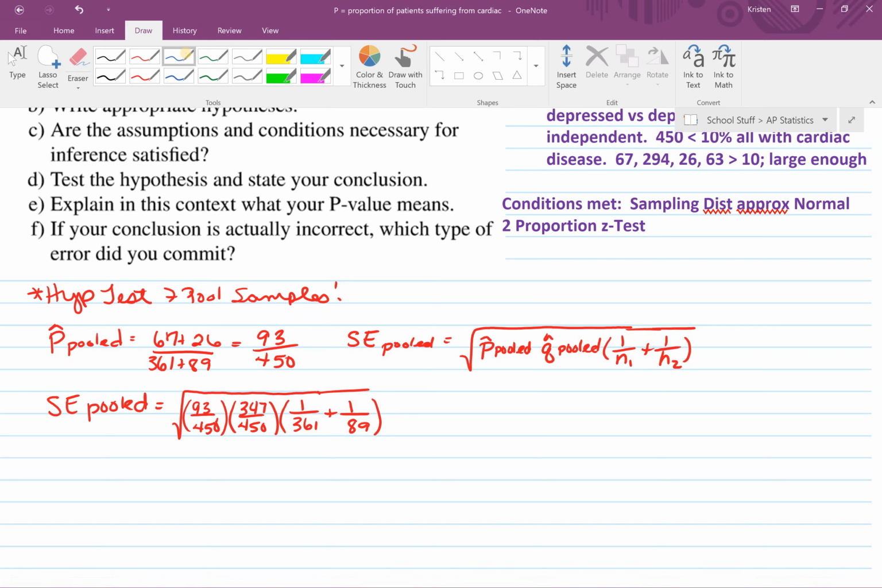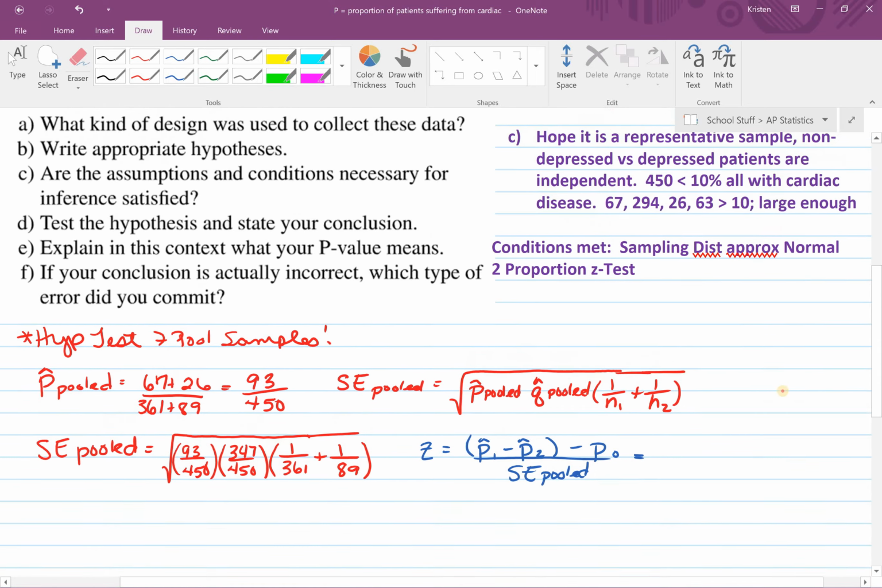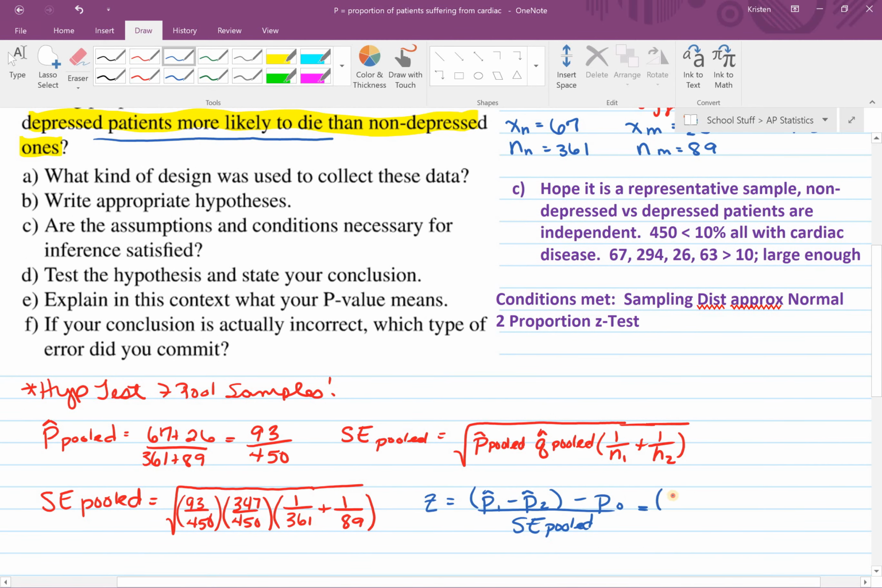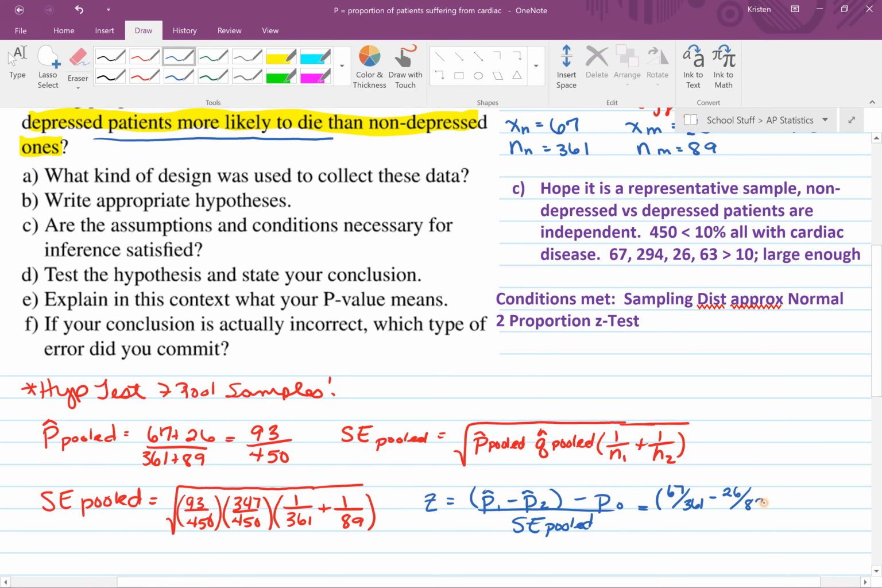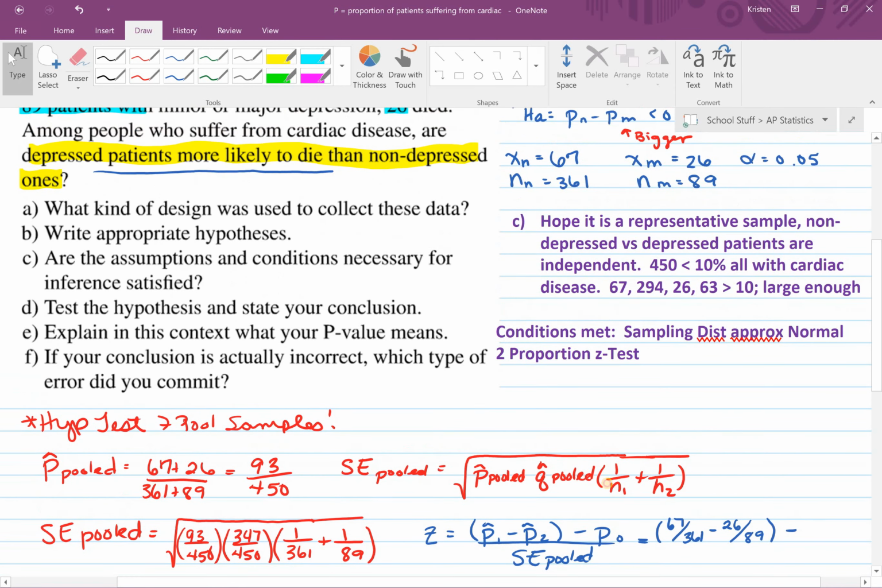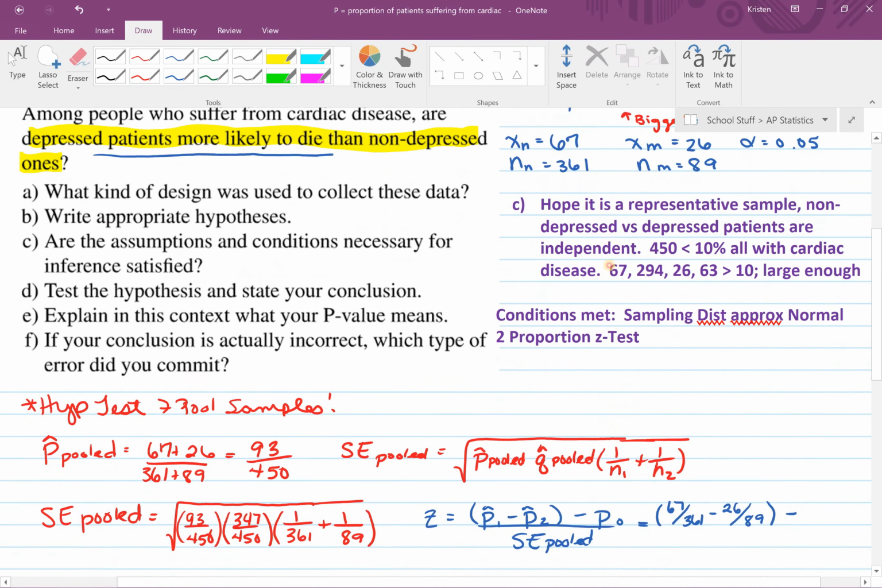And we're going to use that because we have to calculate my z-score. Your z-score is your observed difference minus your null hypothesis divided by the standard error pooled. So for my case, that's going to be the difference. Where were my numbers? Here they are. Which was 67 out of 361 minus 26 over 89. Now, my null hypothesis here was that there was no difference. So that number here is 0.